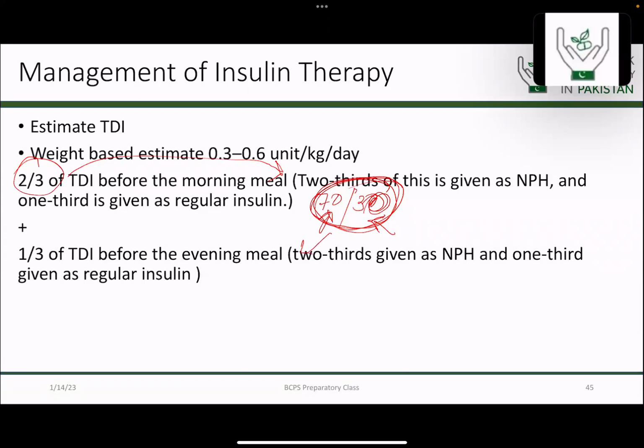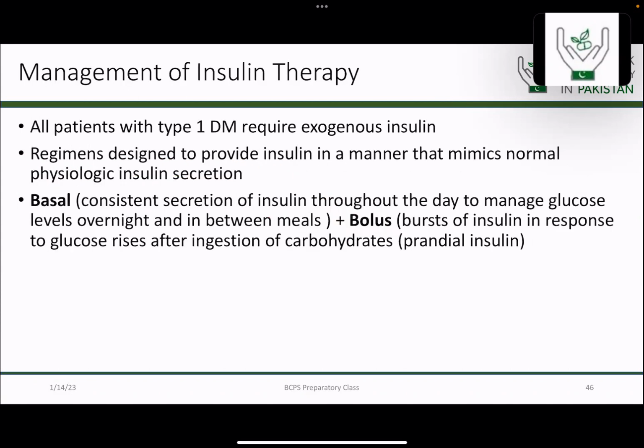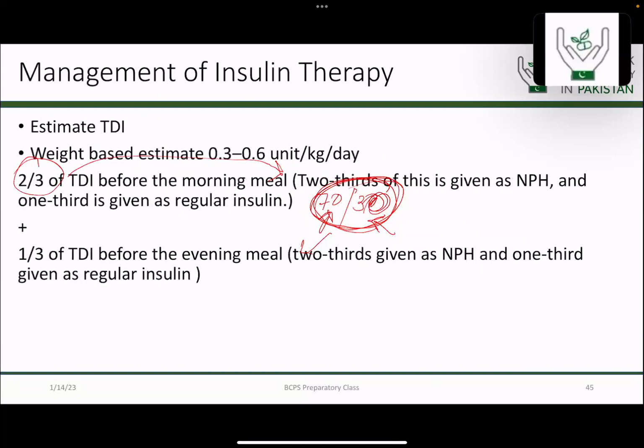So this is one of the ways of managing insulin therapy if you are preferring NPH and regular insulin. But this is not the preferred way. I will tell you the preferred way as well, which is basal bolus insulin. All patients with type 1 diabetes require insulin, and regimens are designed to provide insulin in a manner that mimics normal physiological insulin secretion. So this is one of the regimens we have discussed, 2/3 before the morning meal and 1/3 before the evening meal.